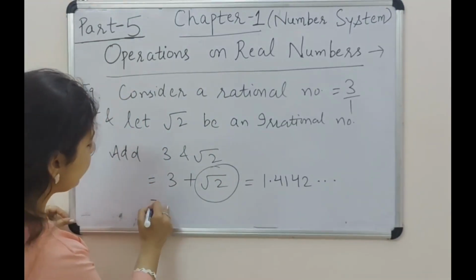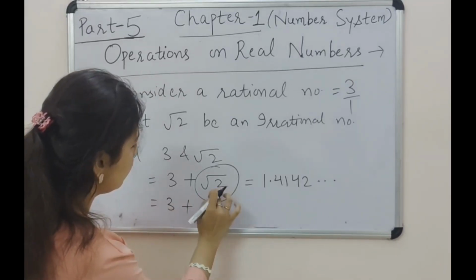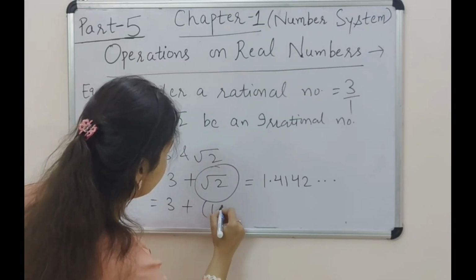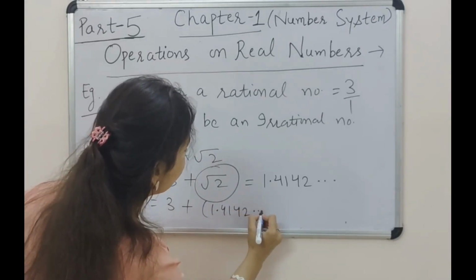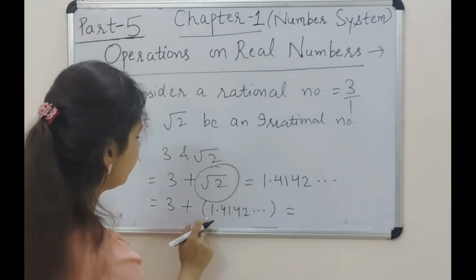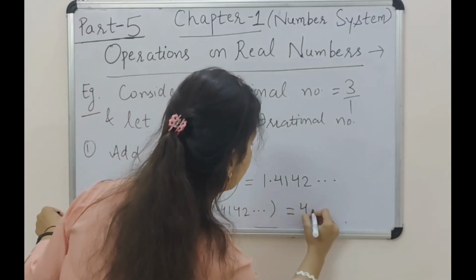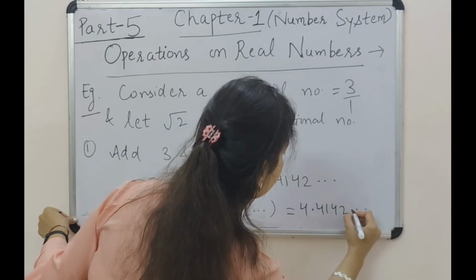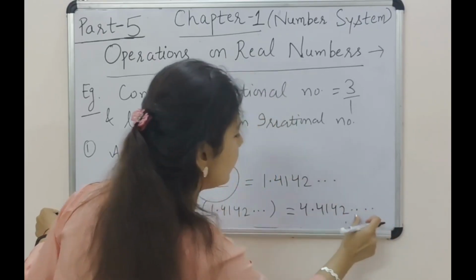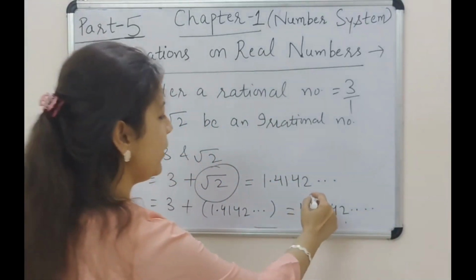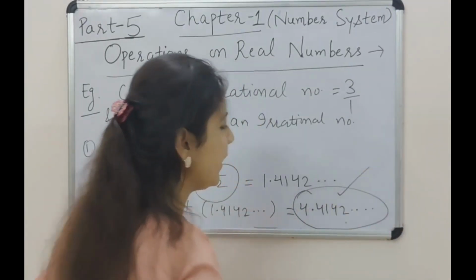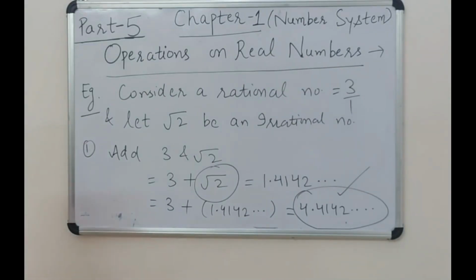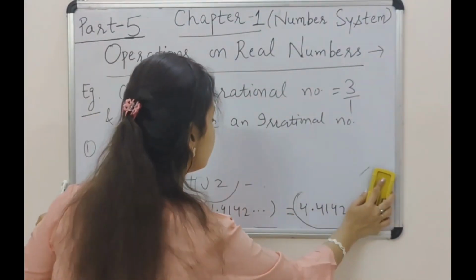So whenever I am adding this root 2 to the value 3, you will observe that in your result 3 plus 1 becomes 4 and the values after the decimal remain as they are. It is still non-terminating and non-recurring. So your result, this output, is again an irrational number. On the same steps we can check for other operations also.